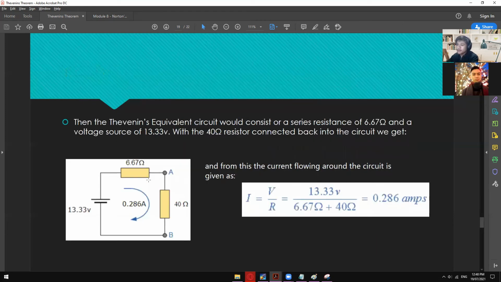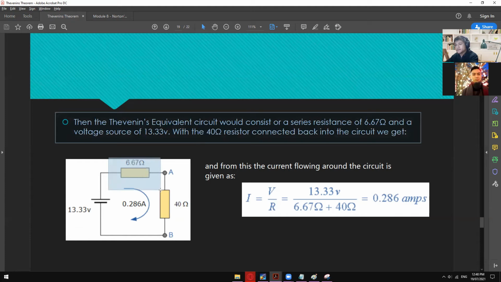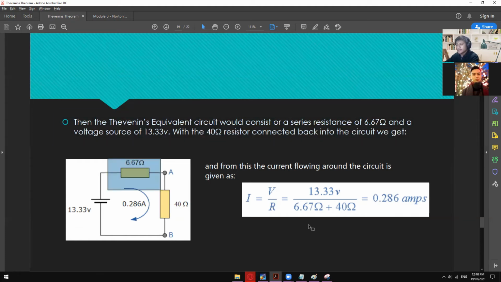And then after that, of course, you can now put here your voltage source and then your Thevenin's resistance. And then from here, you can apply Ohm's law again for you to be able to find the total current. And then you can find the voltage drop across this RL or the voltage drop across this RTH or the RS. Okay, so it's already in here. Just double check this one.